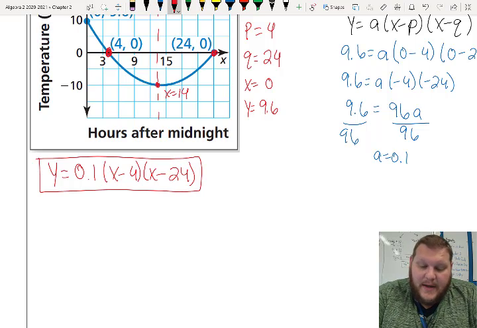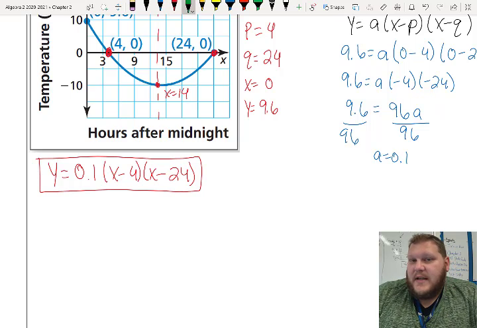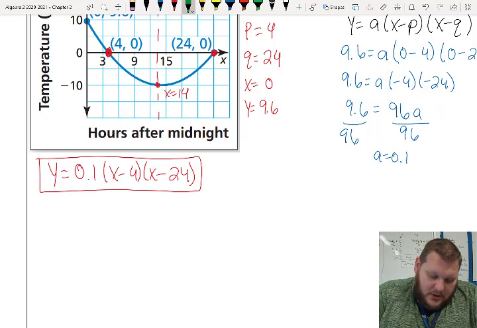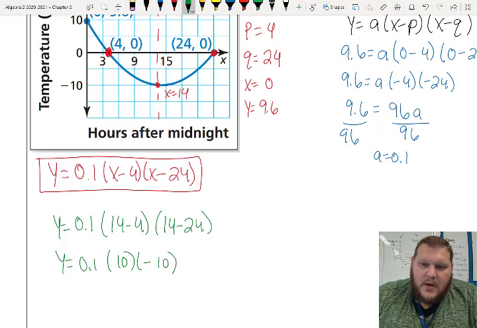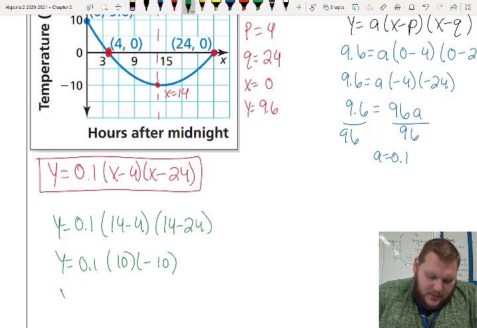So then to find my vertex, I'm just going to plug 14 for my x value into my equation. So y equals 0.1 times (14 minus 4) times (14 minus 24). That gives me 0.1 times 10 times negative 10. So y equals negative 10.